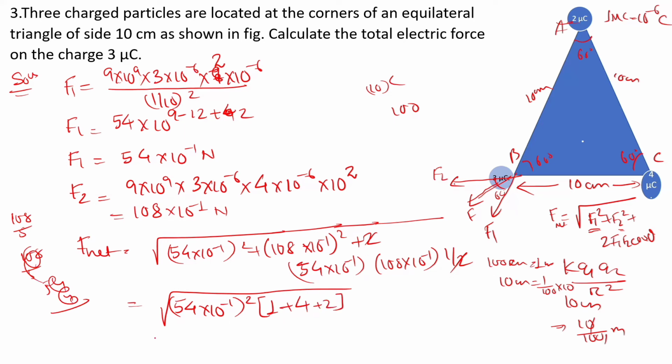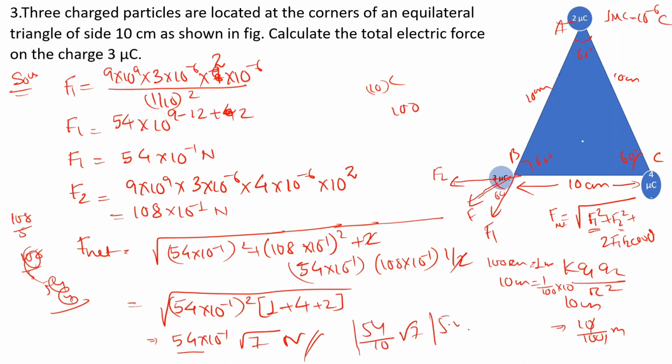So if you see here, this is the square term which will come out. So 54 into 10 to the power minus 1, and this will give you root over 7 Newton. Clear? So you got the answer to be 54 into 10 to the power minus 1, which can be written as 54 by 10 root 7, or you can write 5.4 root 7 Newton. This is the net force that is experienced by this charge 3 microcoulomb placed at the vertex B due to the other two positive charges.